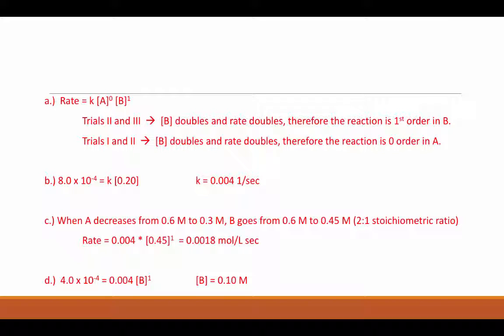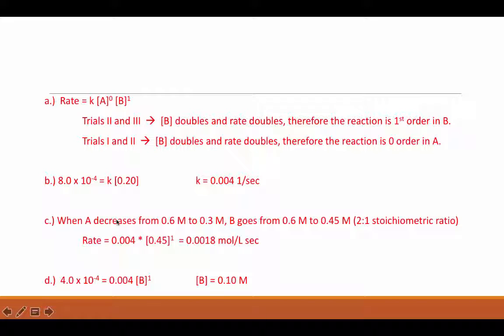Since the concentration of B doubles between trial 2 and trial 3, and the rate also doubles, we know that the reaction is first order in B. Determining the order for A was a little trickier since there weren't two trials in which A was varied and B was controlled. However, if you look at trials 1 and 2, you'll see that B doubled and the rate doubled. Therefore, we know that the reaction must be zero order in A, since B was responsible for the rate doubling, and the change in A must have done nothing.